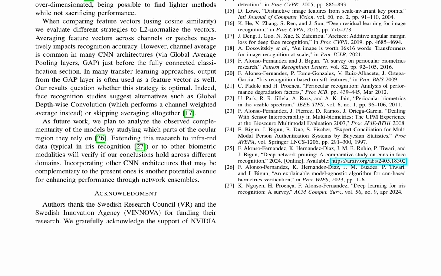The study questions the optimality of the strategy used in many CNN architectures, involving averaging feature vectors across channels or patches. Future work includes analyzing the observed complementarity of the models by studying which parts of the ocular region they rely on and extending the research to other biometric modalities.